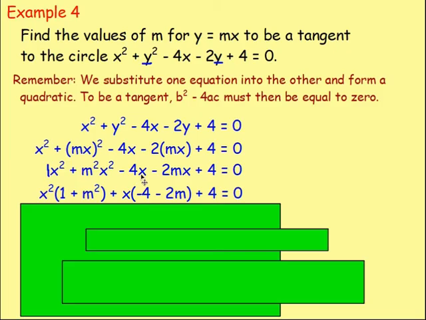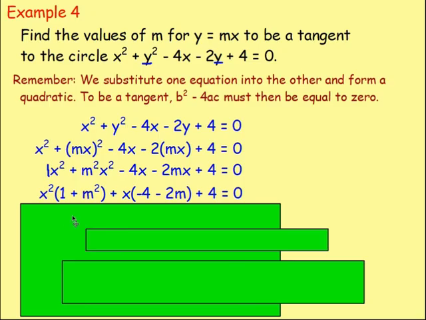To make this easier to get it in the form of ax squared plus bx plus c, I'm going to take out the plus x as a common factor. Then think, what would I have to multiply plus x by to get negative 4x? Well, to multiply that by negative 4. And what would you multiply plus x by to get negative 2mx? Well, it'd be multiplying that by negative 2m. And obviously the plus 4 would stay as plus 4, and that still equals 0.